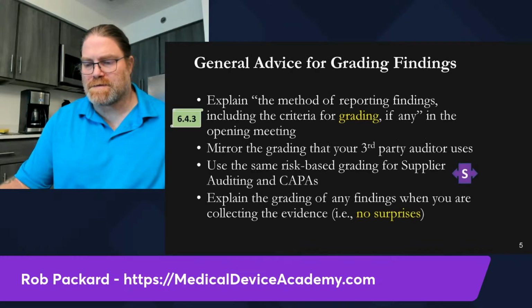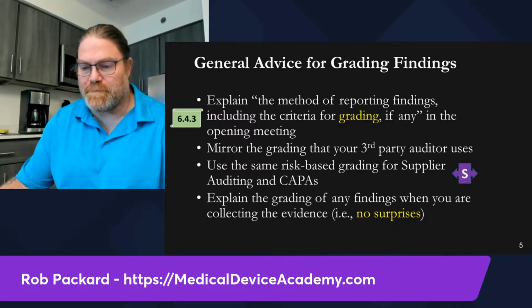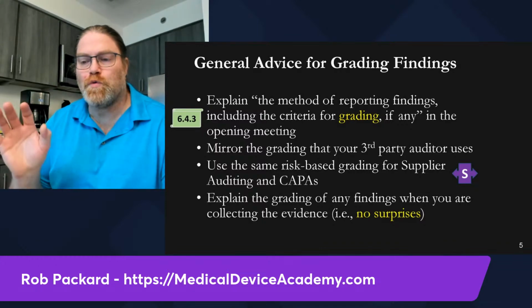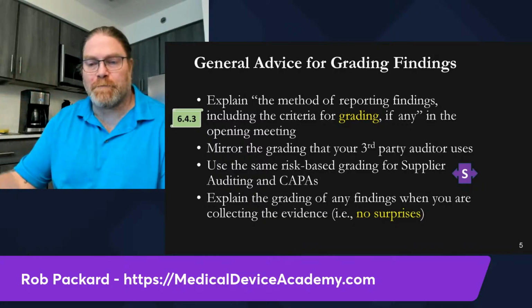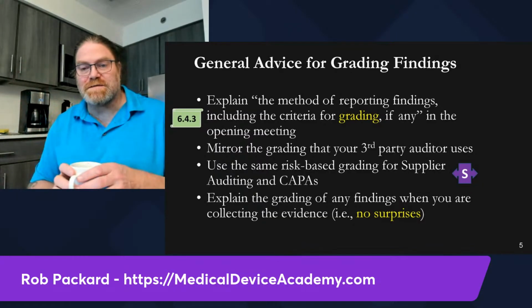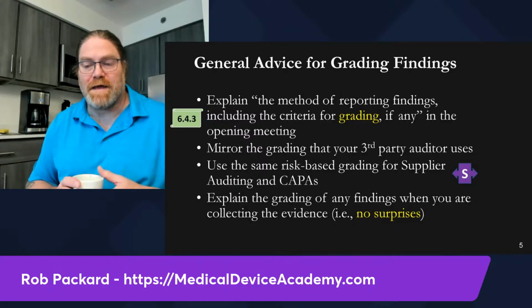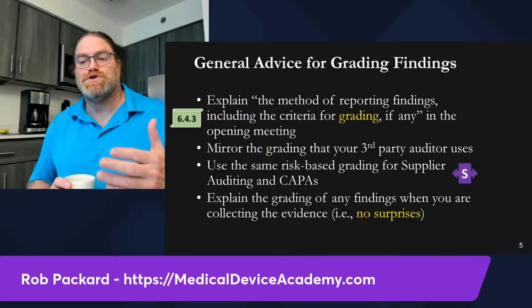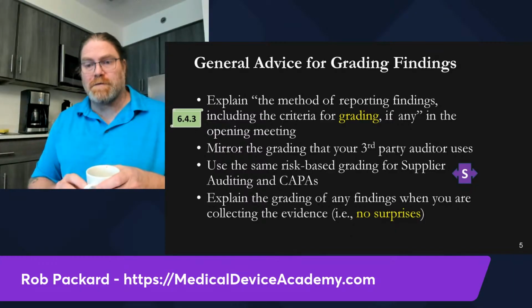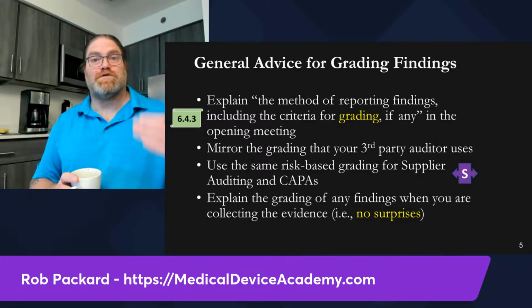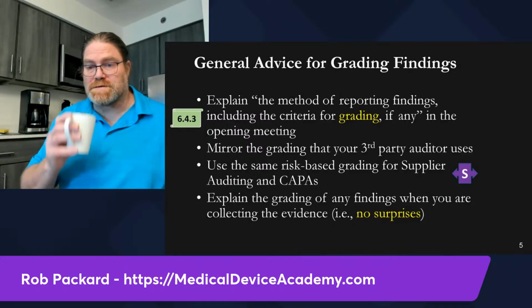Okay, next slide here. So, general grading for findings. When you are grading a finding, explain the method of reporting the findings. And it actually says in clause 6.4.3 of the ISO 19011 standard for auditors, you should explain the method of reporting your findings that you're going to put in the report during your opening meeting. It's a good idea to repeat that during the closing meeting because not always all the same people are present.